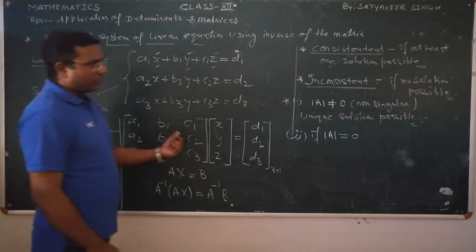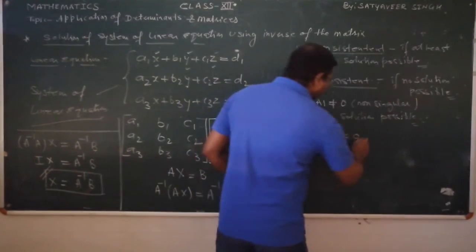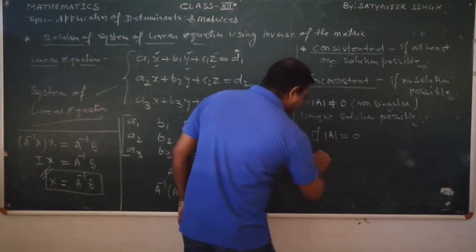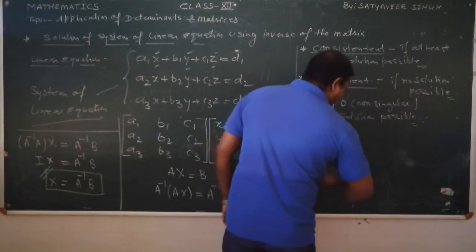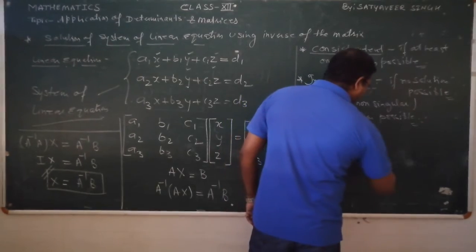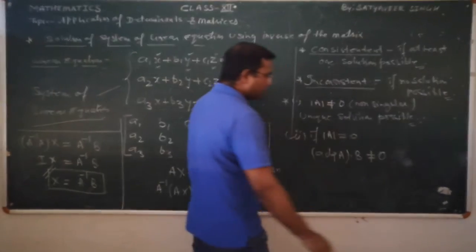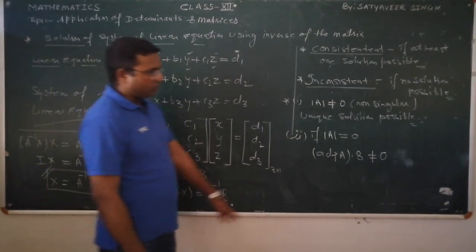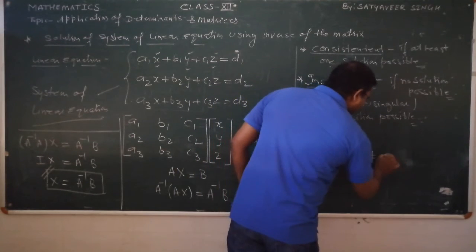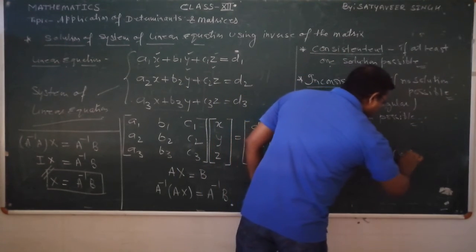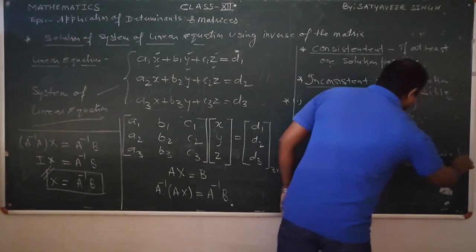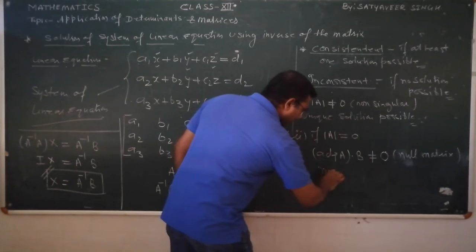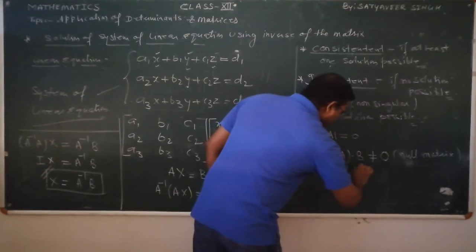If it is singular coming, then what you will do? Then you will check the value of adjoint A into B, and if it is coming not equal to O, this is not 0, it is coming not equal to O. O means null matrix. Then you will say no solution possible.